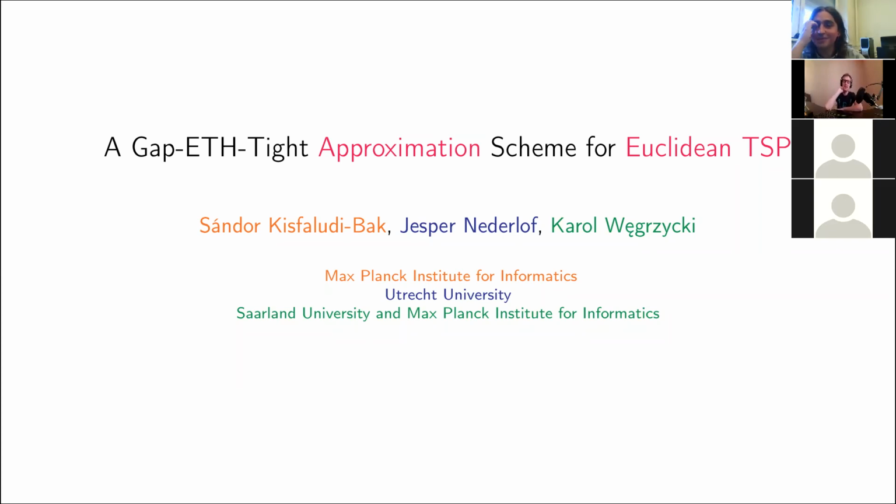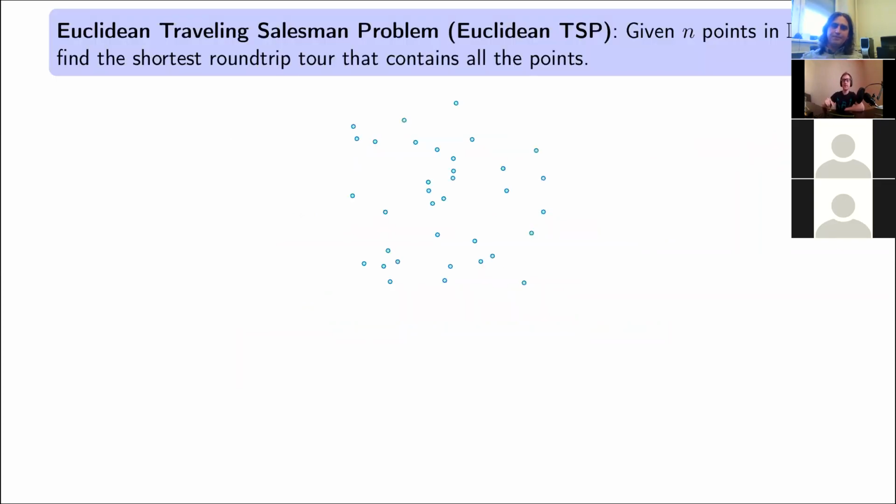Yes, hi. This is joint work with Sándor Debug and Jesper Nederlof. I will be talking about Euclidean TSP. So what is the Euclidean TSP problem? In this problem, you are given n points in some d-dimensional space, and the task is to find the shortest round-trip tour that visits all the points.